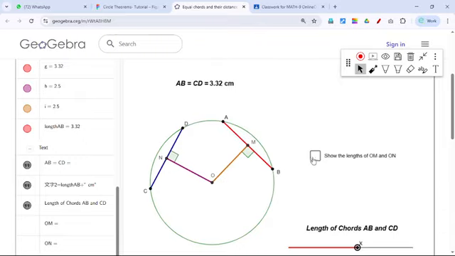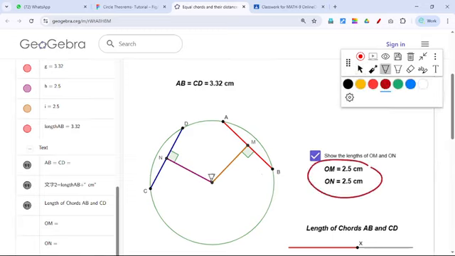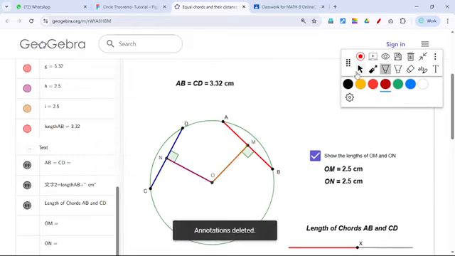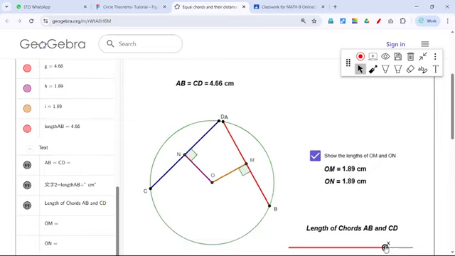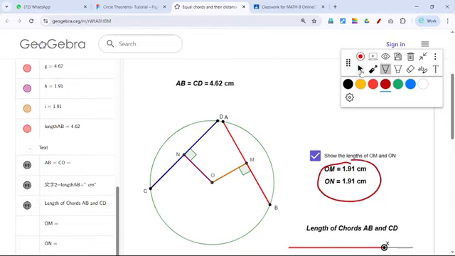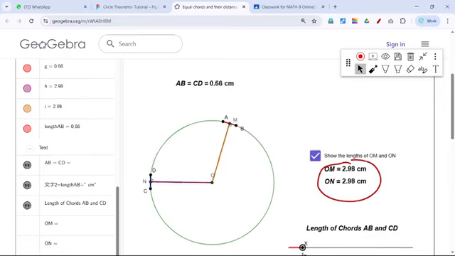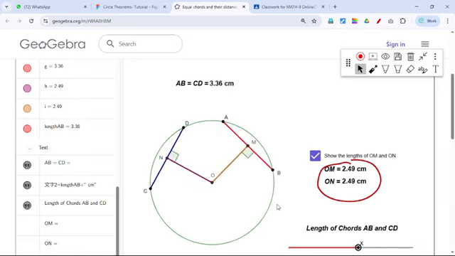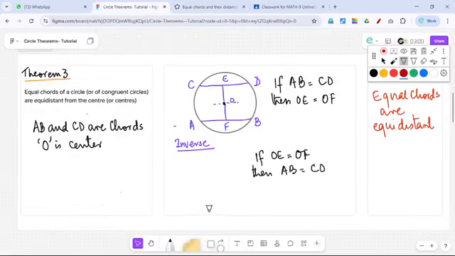That means this, now let us see OM and ON. OM and ON are equal. The distance from the center remains the same. Even if I change the chord, let me change the chord. See, this is 1.91, 1.91. If I change the length of chord, 2.99, 2.99. So as long as the length of chord is same, the distance from center will be same. This is theorem number 3. Equal chords are equidistant.